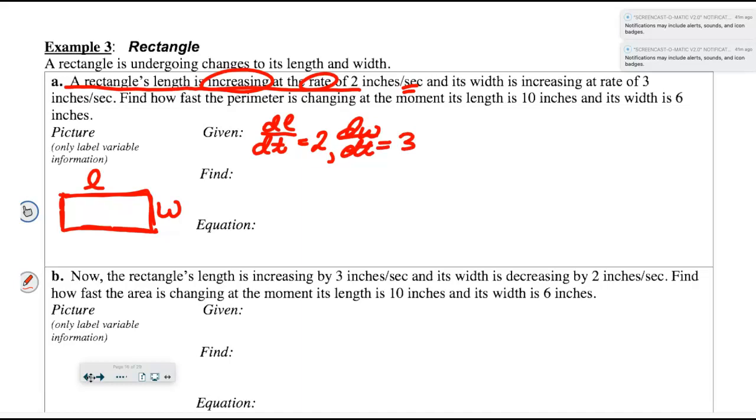That's what you're gonna put down for your given. You're gonna read and see, well, what are they asking me to find? It says, find how fast the perimeter is changing. What do you think I'm gonna call that? dP/dt, yeah, exactly, dP/dt.